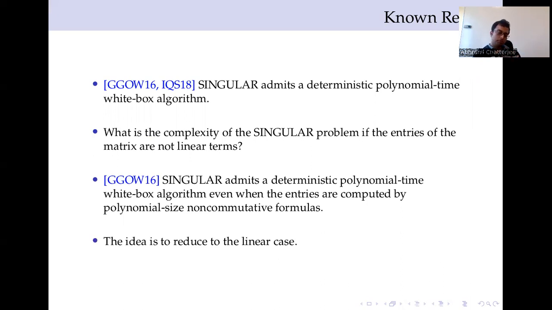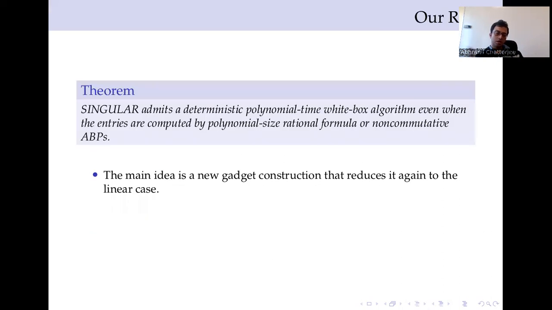Okay, so the main idea that they had, they reduced this case to deciding invertibility of a larger linear matrix. Now the question that we have is, can we generalize it further? They generalized it up to when the entries are computed by some non-commutative formula. Now suppose that entries are computed by a non-commutative ABP or even a non-commutative rational formula.